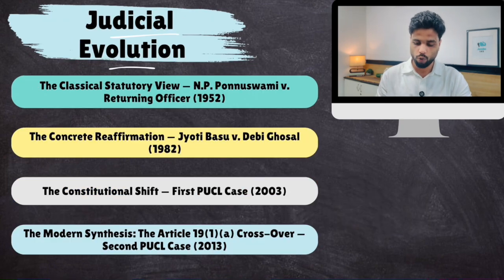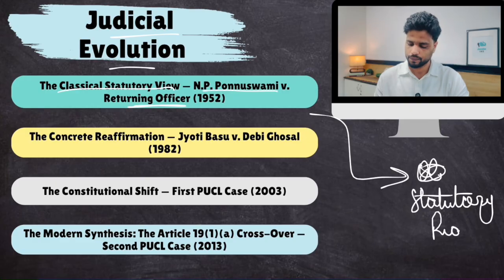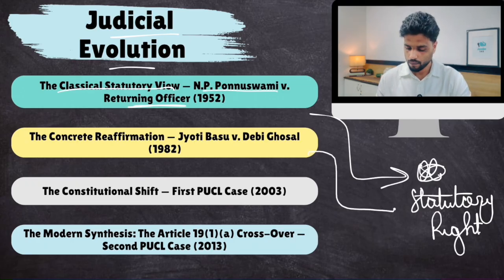There are 4 judgments that you should know about. Number 1, N.P. Ponuswamy versus Returning Officer of the Election Commission. This was the classical view. The classical view is that the right to vote is an ordinary statutory right or legal right. This was reaffirmed in another judgment called Jyoti Basu versus Devi Ghoshal, 1982.